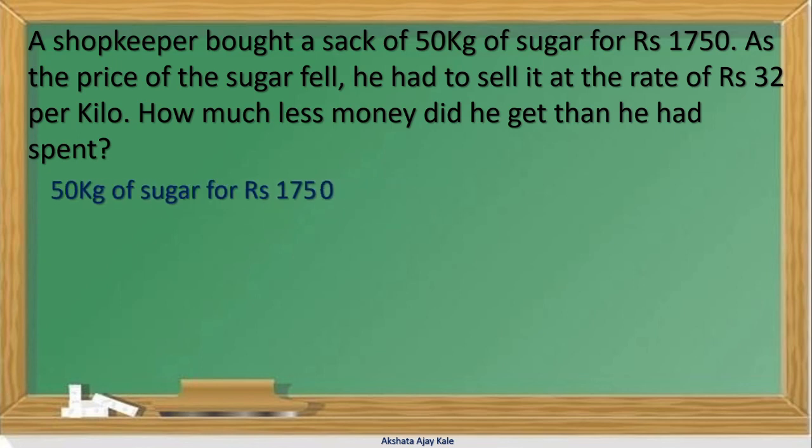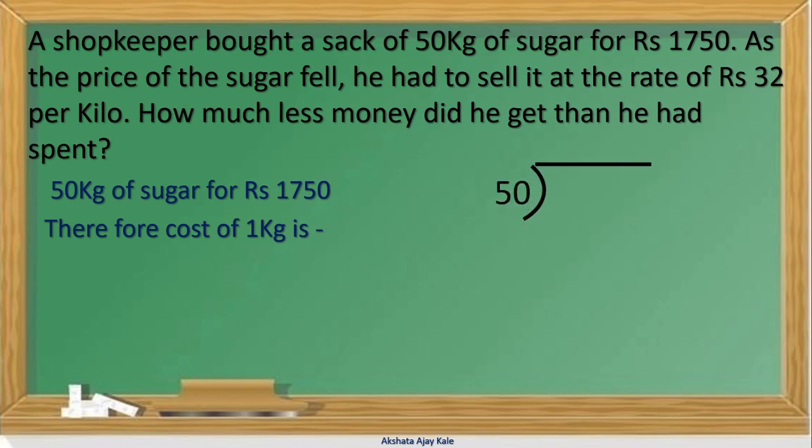See here, 50 kg of sugar for rupees 1750, isn't it? So we have to find out, therefore, cost of 1 kg is how much? Right? He wanted to sell in retail. Correct? So we need to find out the cost of 1 kg. What we have to do here? Yes, we have to divide this 1750 by 50. Correct? Because this is money spent, that is 1750 money spent divided by number of kgs. How many kgs? 50 kgs.